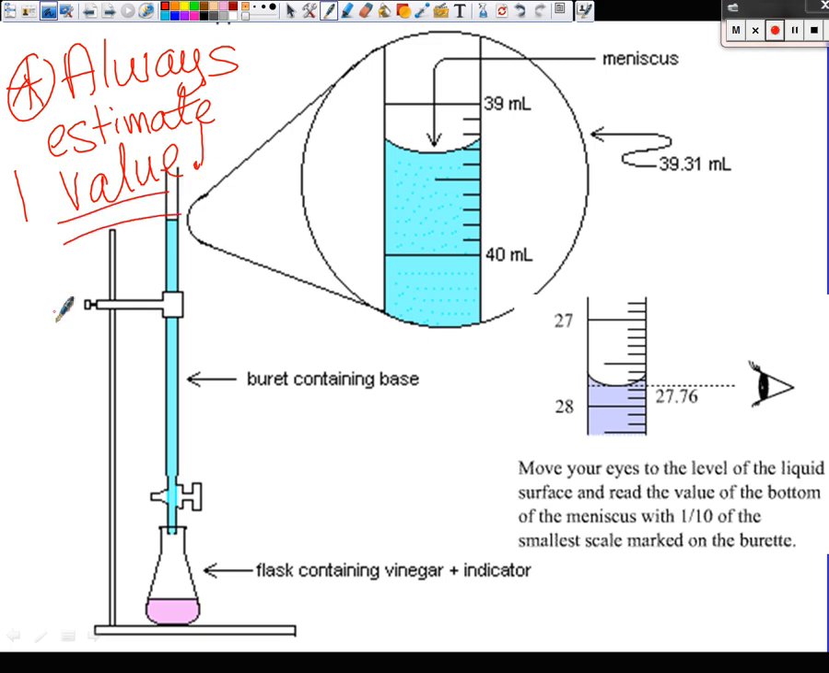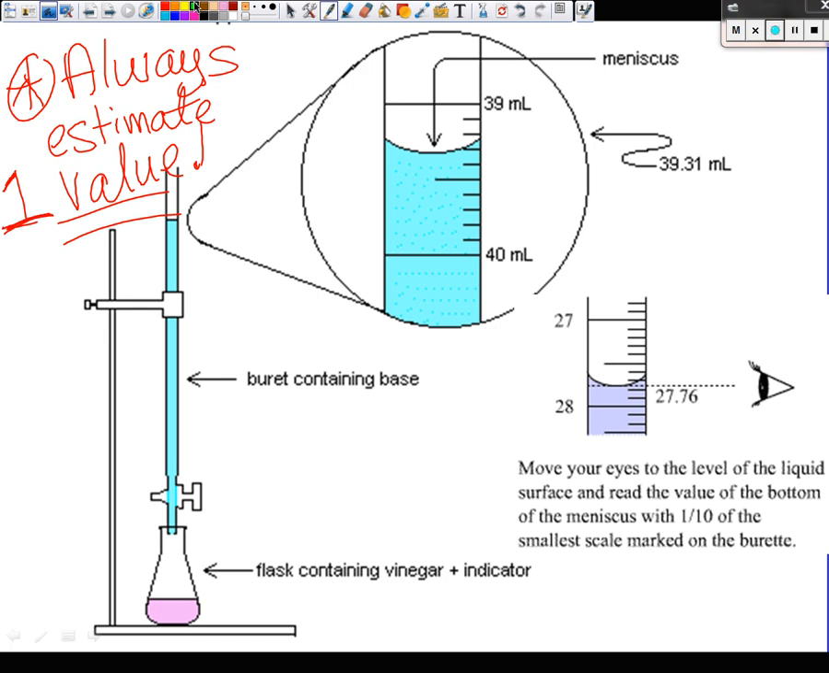Always estimate one value. Always estimate at least one value. So, when we're looking at that really zoomed in picture of the graduated cylinder, the reason I say at least one value is you want to go to the point where you are not exactly sure because there's no other graduation part to read. So, would this water level be between 40 and 39, right?